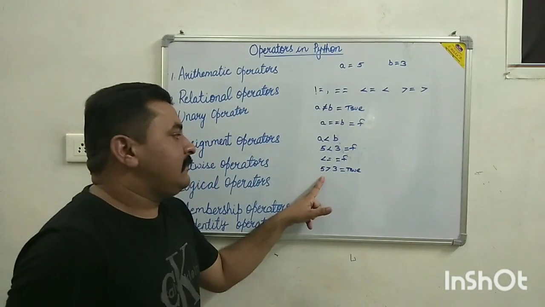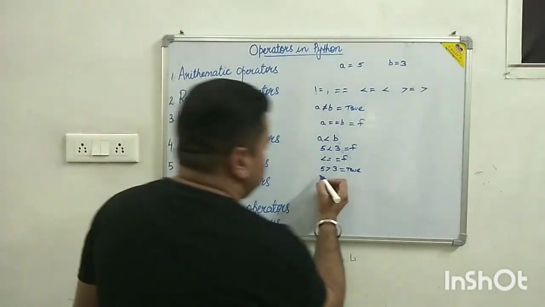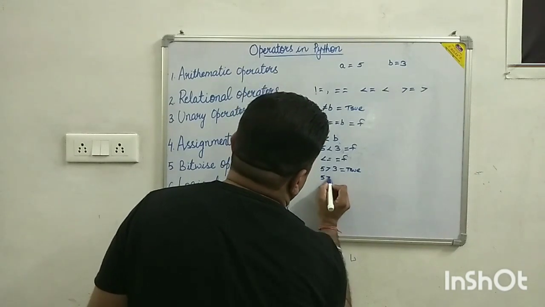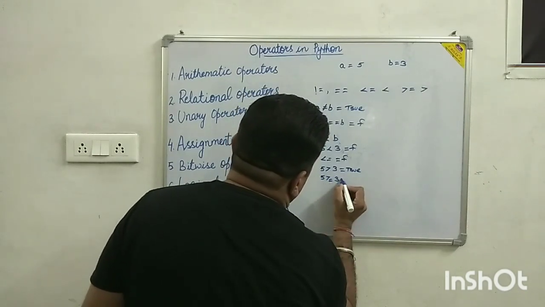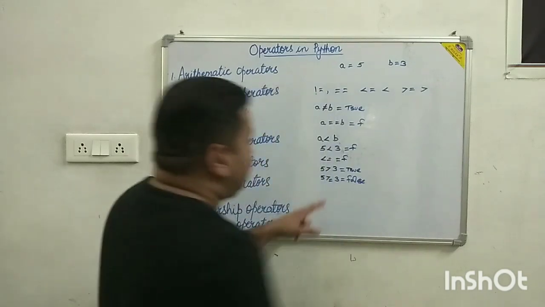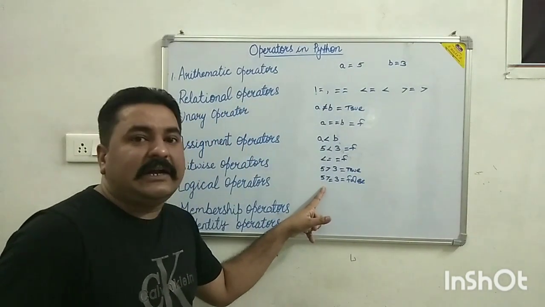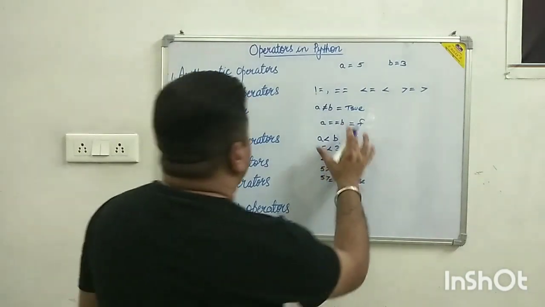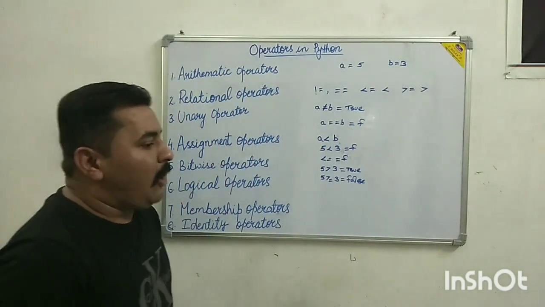So this is true. The next is greater than or equal to. 5 is greater than or equal to 3. So this is also false because it is greater than but it is not equal to B. So this is all about the relational operator.